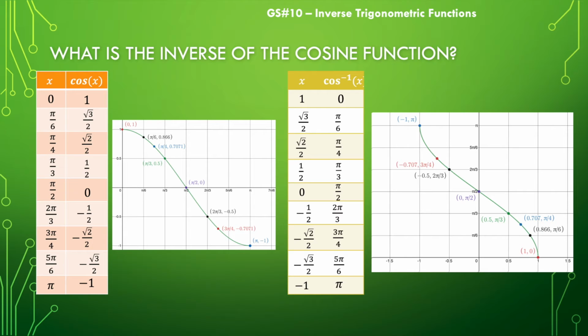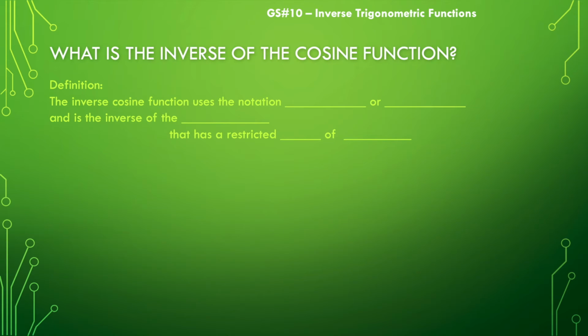Okay, so then let's look at how do we define the inverse of the cosine function. And this is really similar to what we did with the sine function. The inverse cosine function uses the notation of either arc cosine of x or cosine inverse of x.